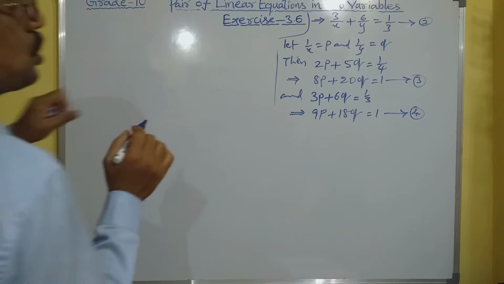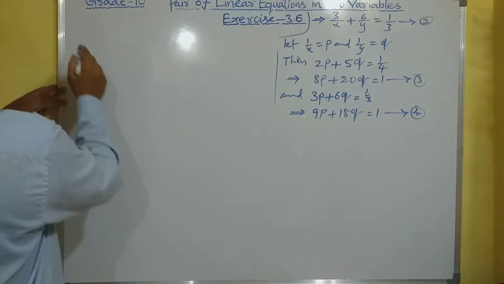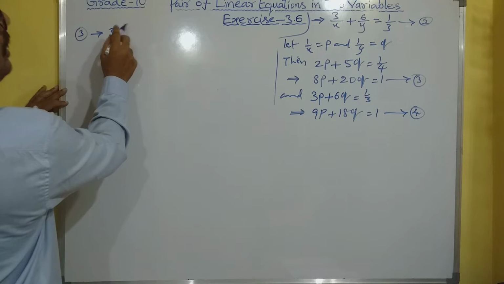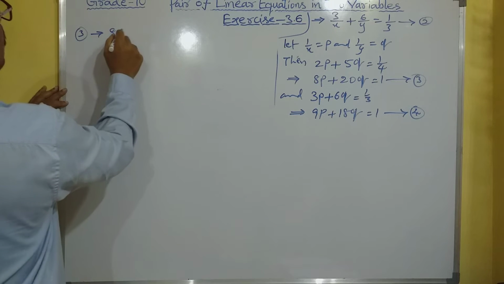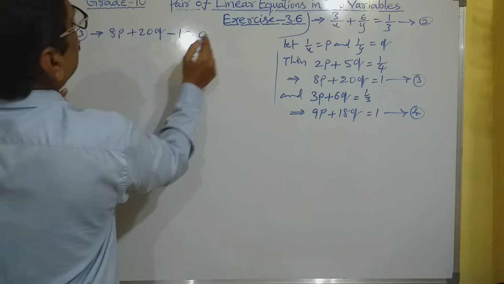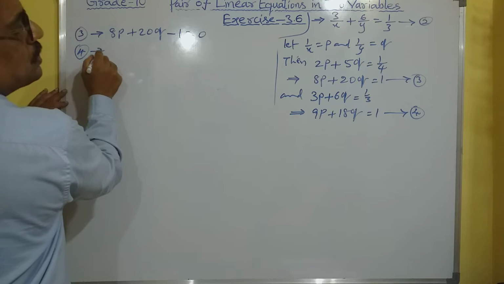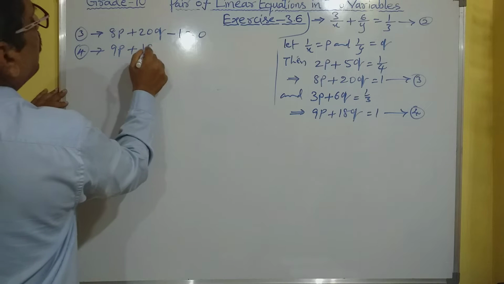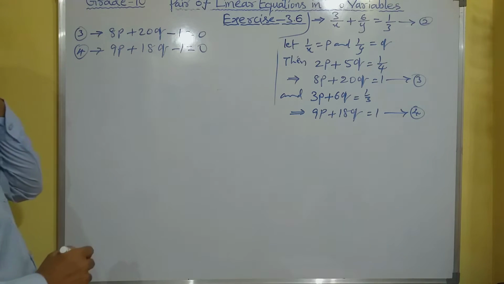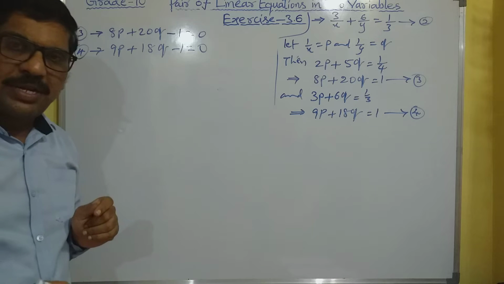Now look at the continuation. What are the third equation and the fourth equation? The third equation is 8p plus 20q, if you take 1 to this side, minus 1 is equal to 0. And the fourth equation is 9p plus 18q plus 1, if you take it to the LHS, we get these two equations. Let us use the cross multiplication method.